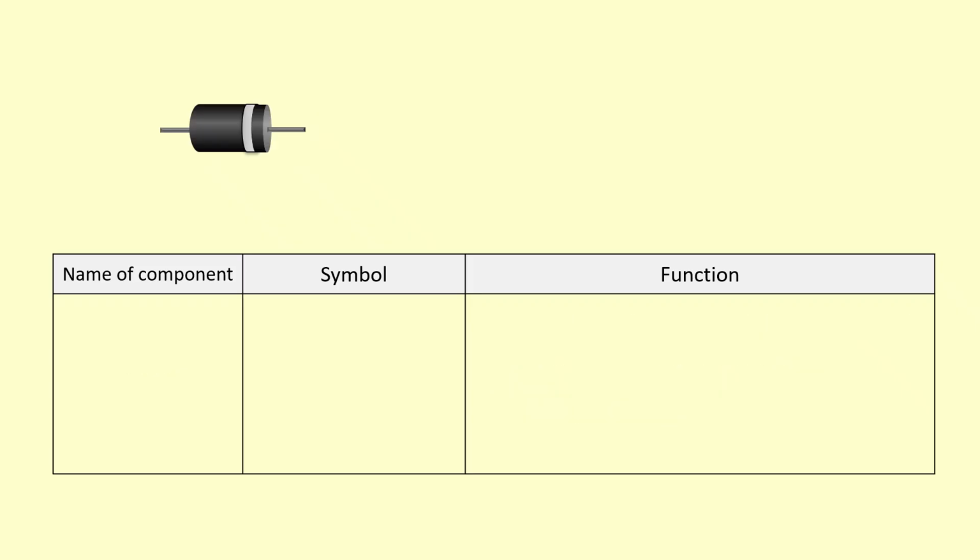This component here is a diode. It's represented using a symbol that looks like this. I like to think of it as a circle with an arrow pointing towards the right like this, and a wall on this side. Okay, so what does it do?